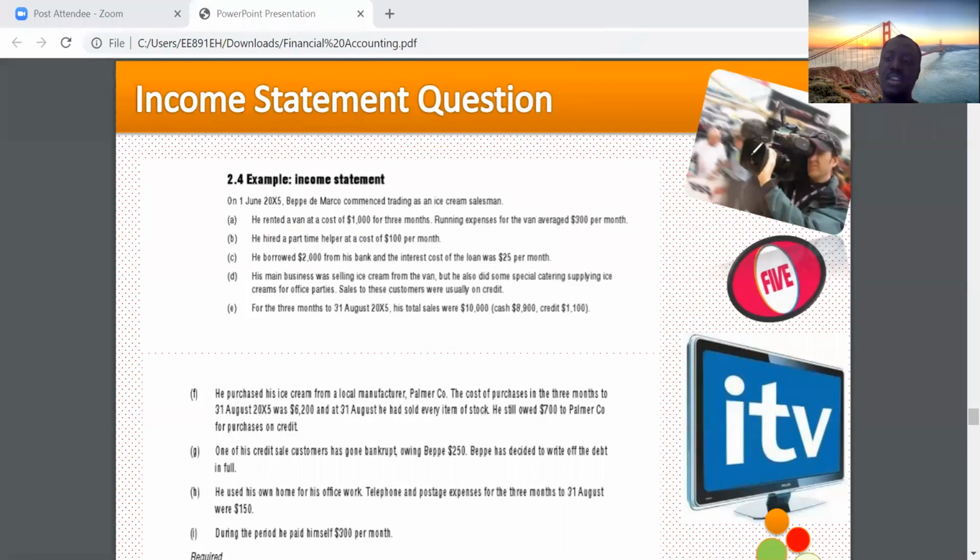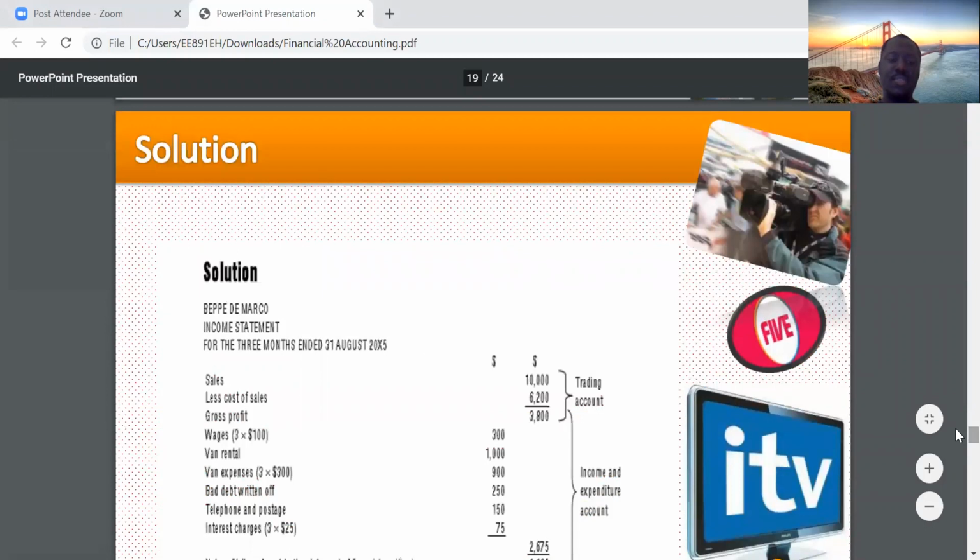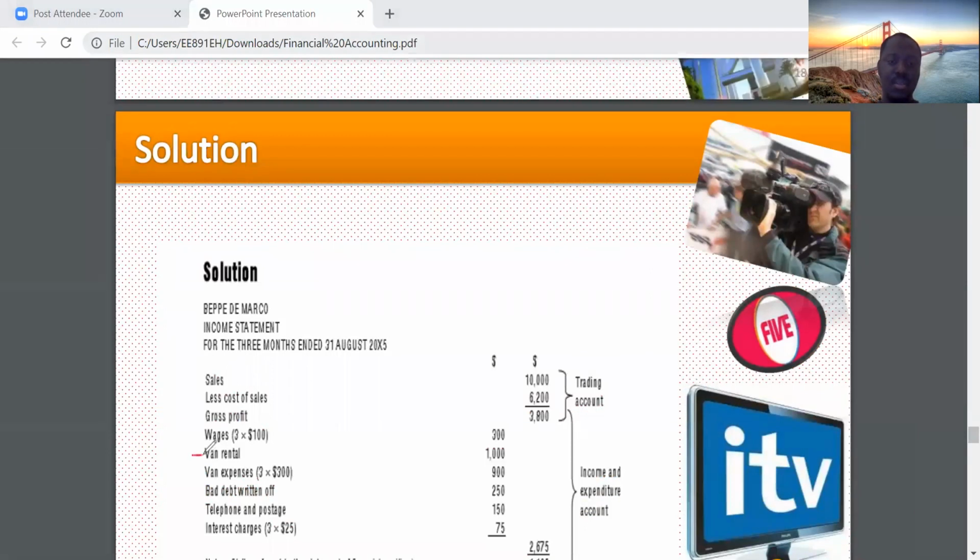Let's go and check our solution to see if it's there. Yes, it's here. So you see, the van rental is 1,000. Very, very important. The van rental is 1,000.